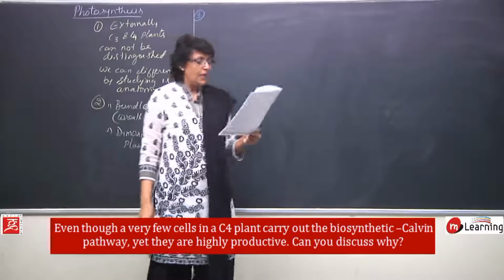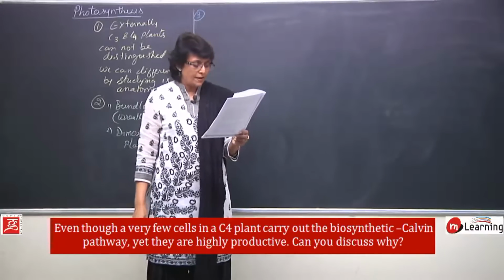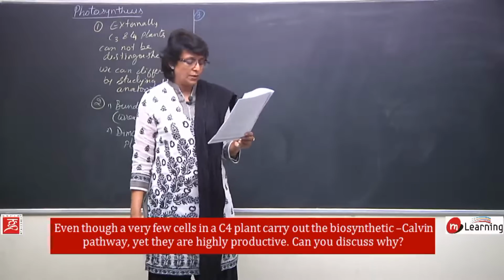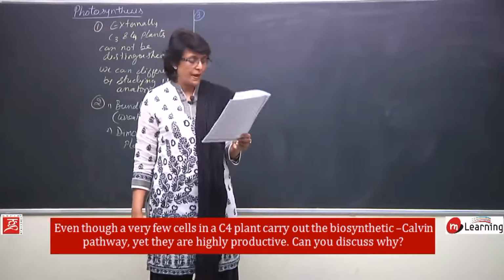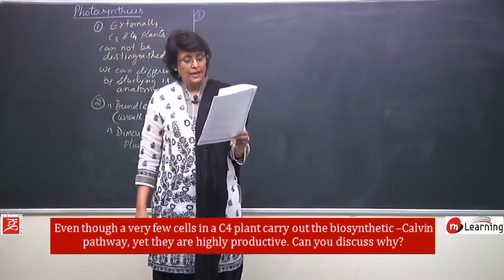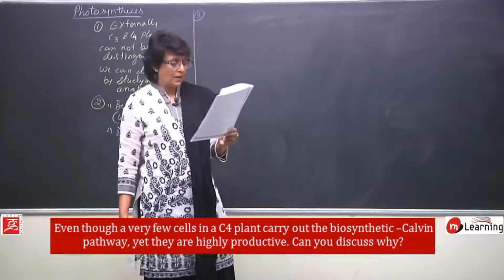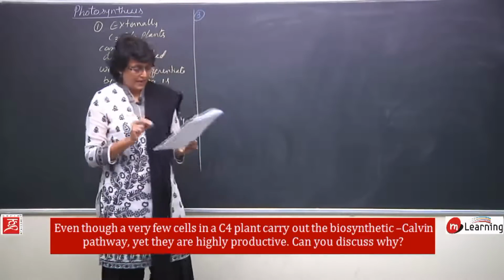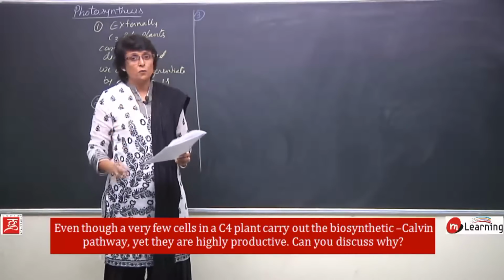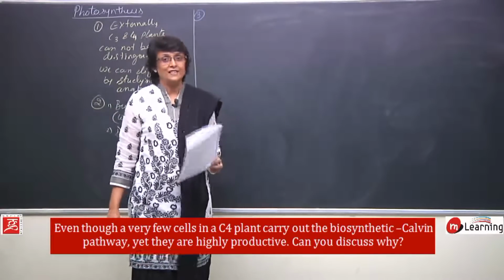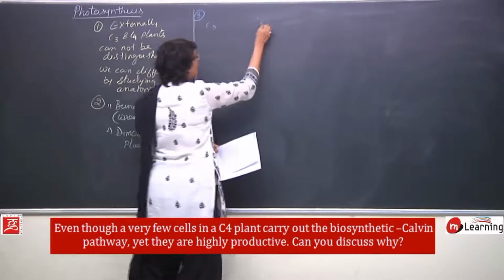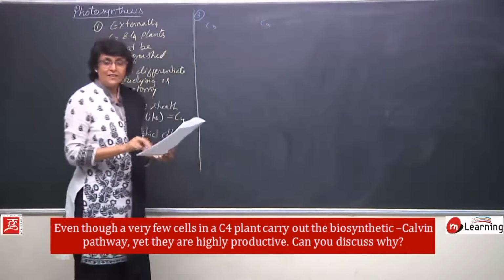Third question is, even though very few cells in a C4 plant carry out the biosynthetic Calvin pathway, yet they are highly productive. Can you discuss why? The question says that there are few cells in C4 plants where the Calvin cycle takes place. Let us talk about C3 and C4 to understand this question.